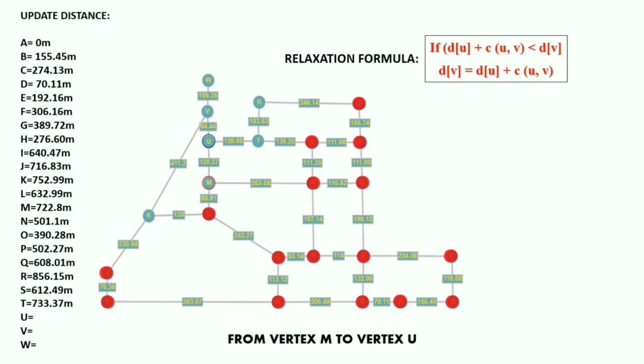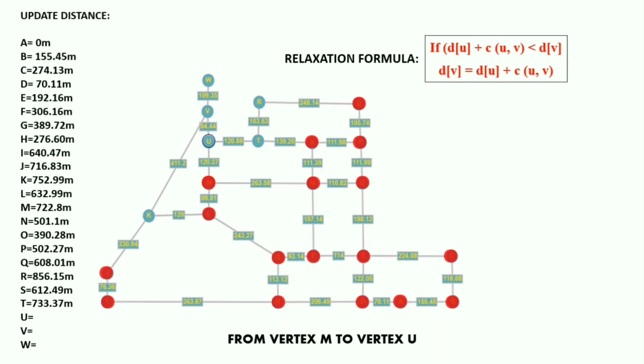So if we find the shortest path among 722.8 meter, 752.99 meter, 733.37 meter, 856.15 meter, and infinite for all other remaining vertex, the shortest path is 722.8 meter. So we pick vertex M. The vertex connected to vertex M is vertex U, but not vertex N and vertex L because we already visit them. So we perform relaxation to the connected vertex.